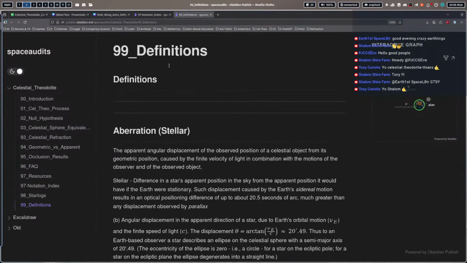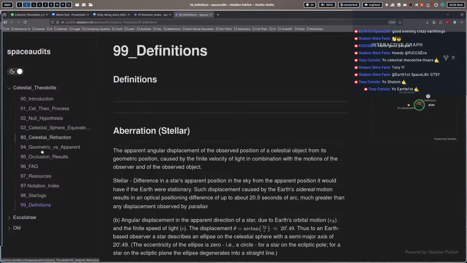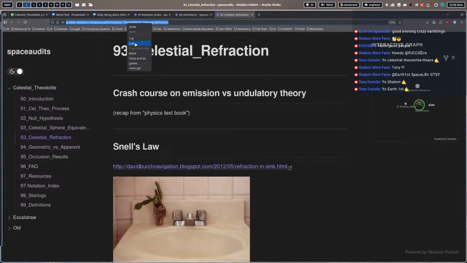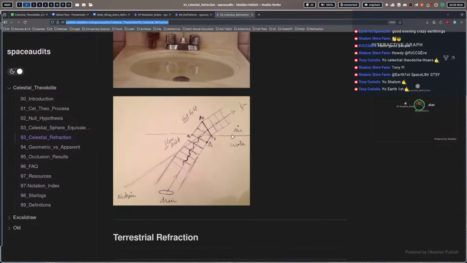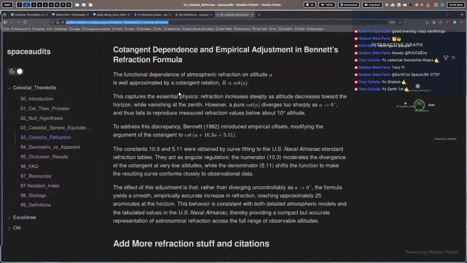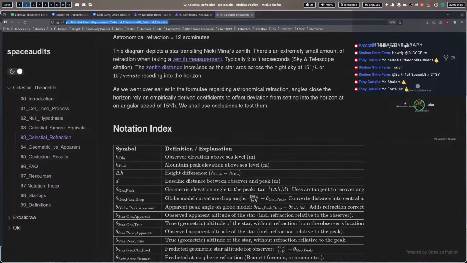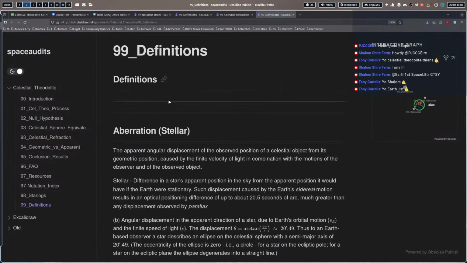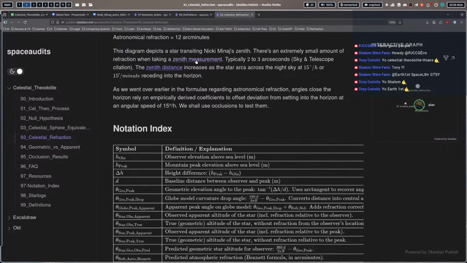And then there's also definitions here. So when you go through and start reading through these, like the celestial refraction section, which we went over last week, which actually will be updated here, and then we'll do an update probably next week on the celestial refraction stuff. But you can go here, reference this, and as you come across words you don't know, you can click on the definitions. It'll take you over here and tell you exactly what is being referenced there.